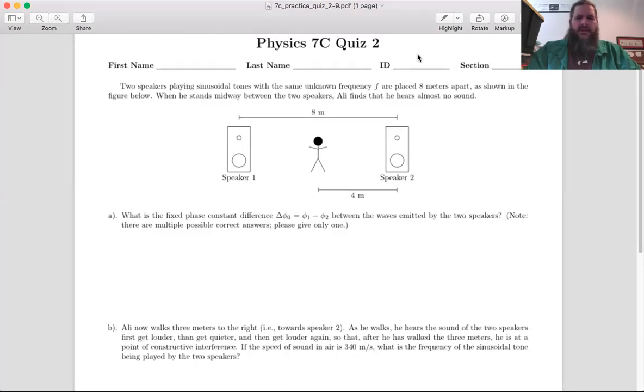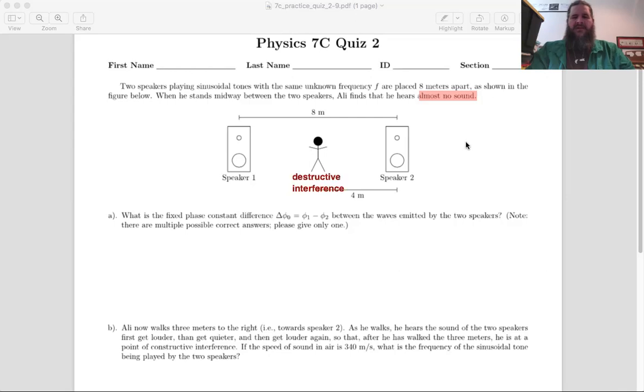So we've got a practice quiz here on this idea of interference. According to this, we've got two speakers and somebody standing exactly halfway between and hearing no sound at all. Well, almost no sound. What does that suggest is happening at that location where the guy is standing? Destructive interference. Yeah. He's hearing almost no sound. That suggests destructive interference at that location. Of course, if he moves to a different location, then he might hear a different kind of interference. But at this location, exactly in the center, he gets destructive interference.